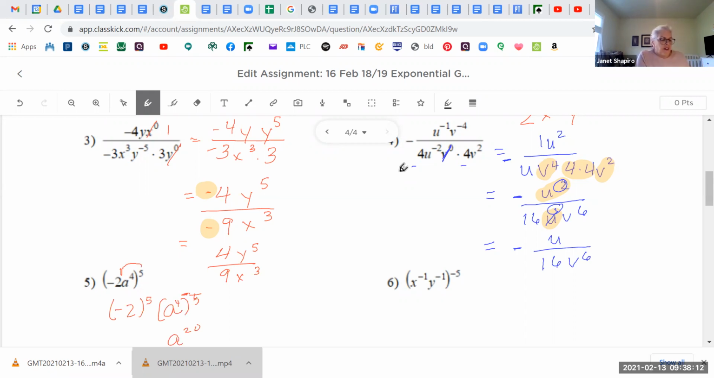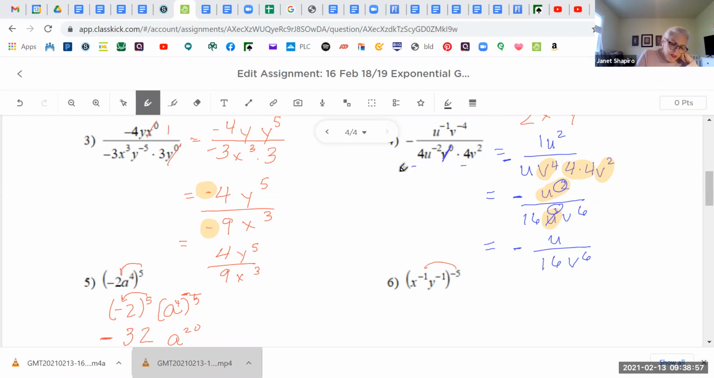I'll use a calculator to do -2 to the 5th. So that's -2 times -2 times -2 times -2. If you don't have a calculator, you've got this. You have 5 negatives. So negative times negative times negative is negative when there's an odd number of negative signs. And then 2 to the 5th. 2 times 2 is 4, times 2 is 8, times 2 is 16, times 2 is 32. So we get -32 a to the 20th.